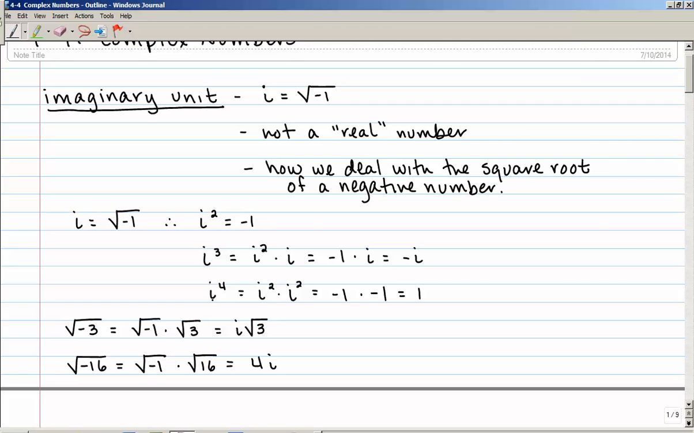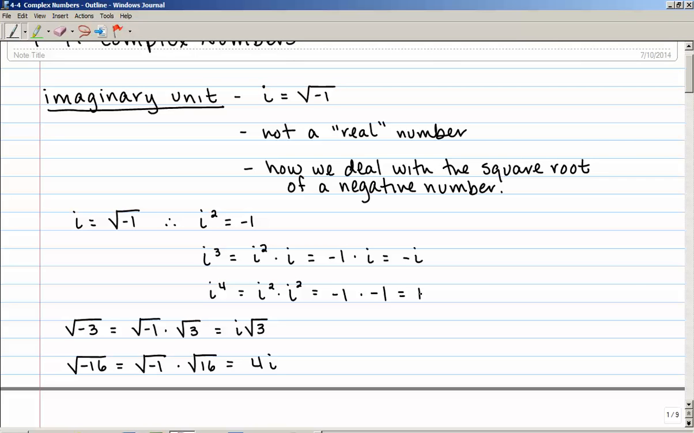i to the fourth power is i squared times i squared, because 2 plus 2 is 4. Remember, i squared is -1, so that's the same thing as -1 times -1, which is equal to 1. So i to the fourth, and in fact, i to any power that is a multiple of 4 is going to be equal to 1, which is going to be very useful in a future problem here.